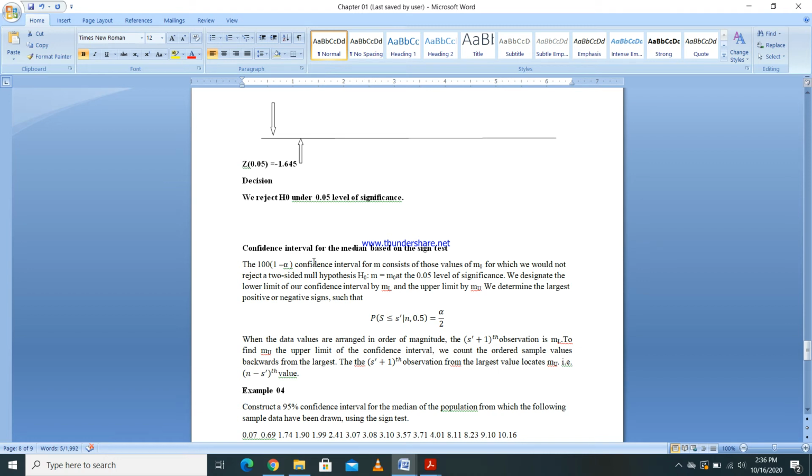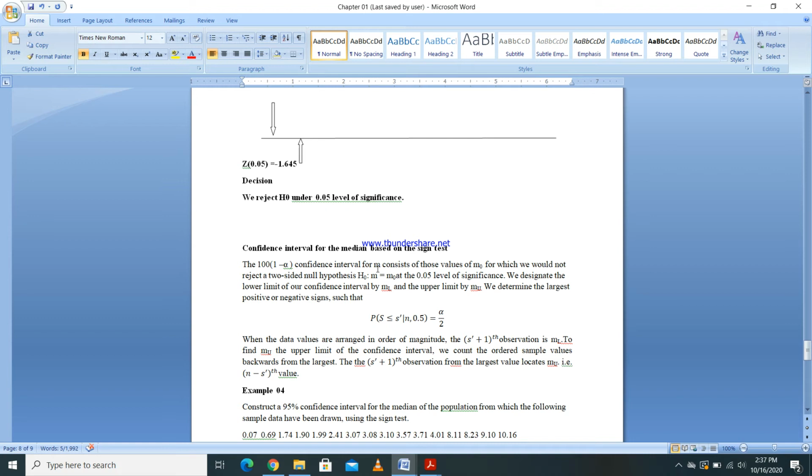So if you want to find a 95% confidence interval, that means you will find two boundaries, the upper limit and the lower limit. We are 95% confident that our median value is lying in between these two limits. That's what we are finding by using the confidence limit, right? In this case, we are going to find the upper limit value and lower limit value using the test statistic of the sign test.